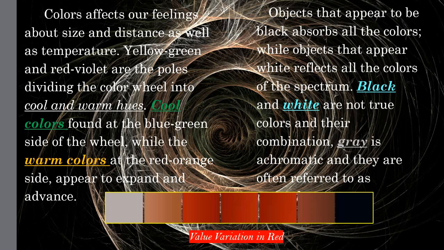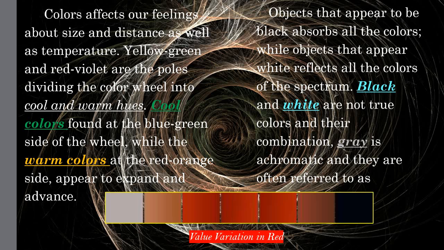Colors affect our feelings about size and distance as well as temperature. Yellow-green and red-violet are complementary, dividing the color wheel into cool and warm. Cool colors are found at the blue-green side of the wheel, while the warm colors at the red-orange side appear to expand and advance. Objects that appear to be black absorb all the colors, while objects that appear white reflect all the colors of the spectrum.